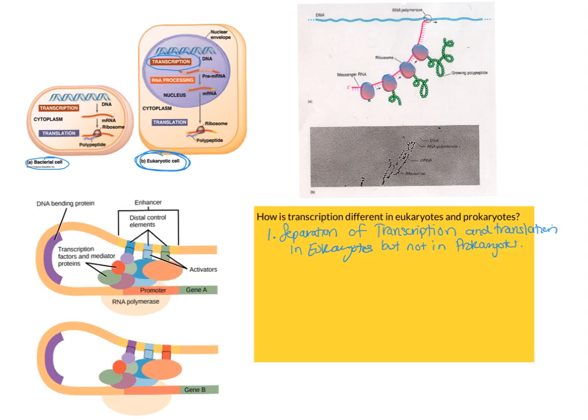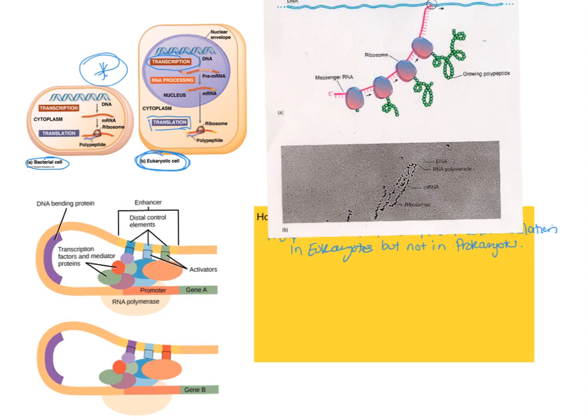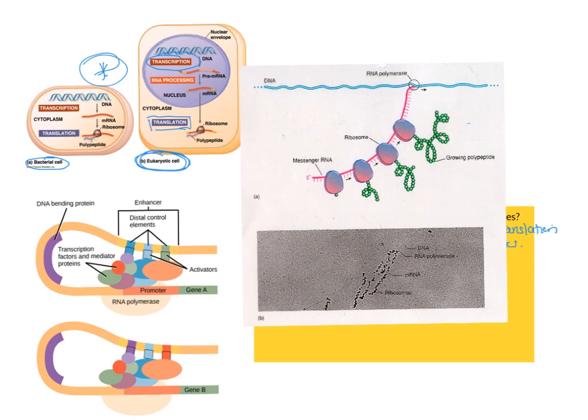Right, and we can see that in these diagrams over here. Because transcription is occurring in the nucleus, it separates it from the process of translation, which occurs outside the nucleus in the cytoplasm. But in a prokaryotic cell, that separation doesn't exist. And so what that means is that in prokaryotic cells, transcription and translation occur simultaneously.